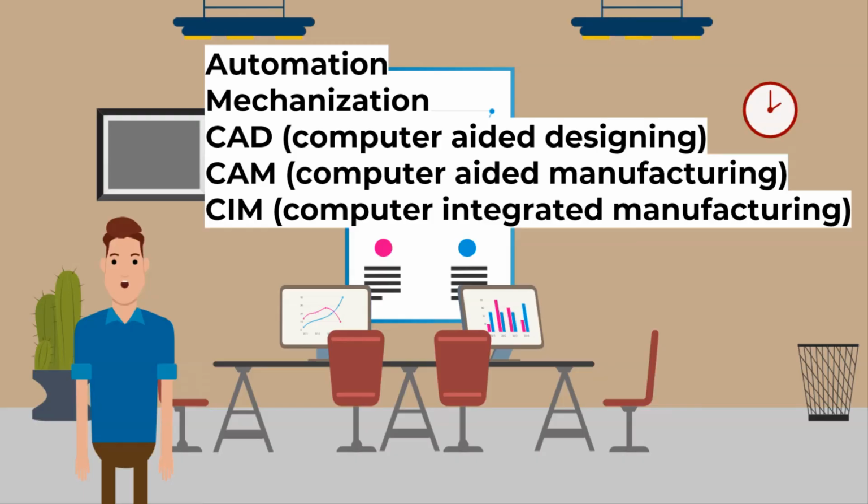CIM, computer integrated manufacturing. The integration of CAD and CAM. The computers that design the product using CAD are connected to the CAM software to directly produce the physical design.